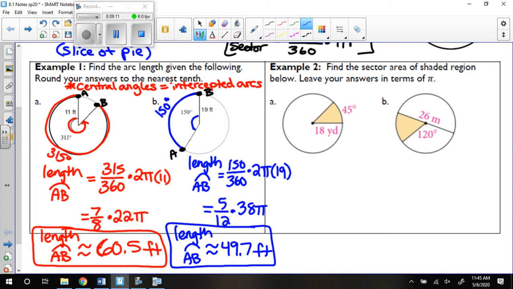So it was a 150-degree arc, but the length of it is 49.7 feet.